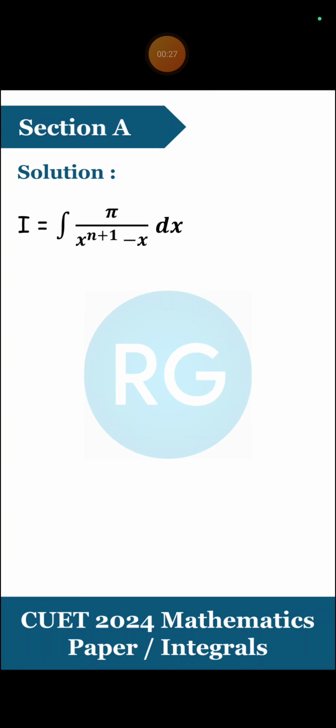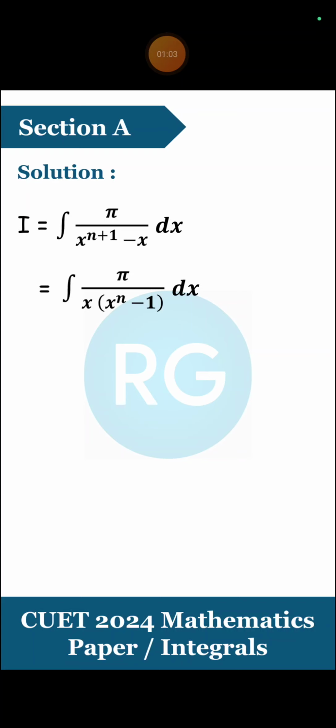I equals pi divided by x raised to the power n plus 1 minus x. The first thing which comes to our mind is that x we can take out common from the denominator. So let's take that x common. Now, what is our approach for these types of questions? What we need to do is make the power of x in the denominator inside the bracket and outside the bracket the same. So that is the trick we usually use for these types of questions.